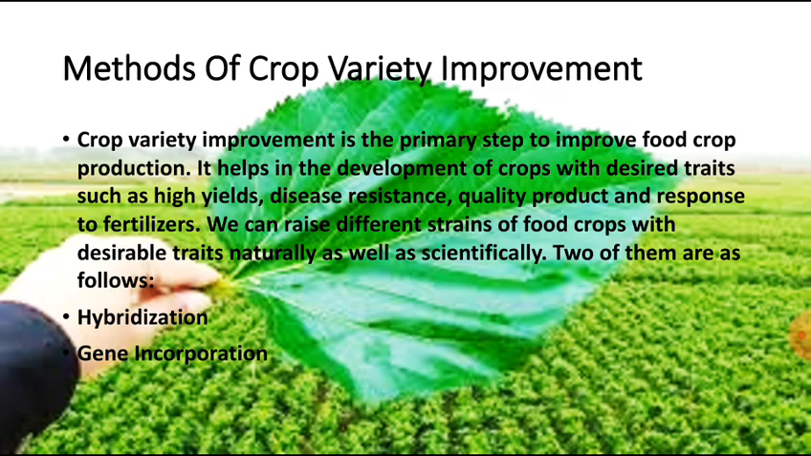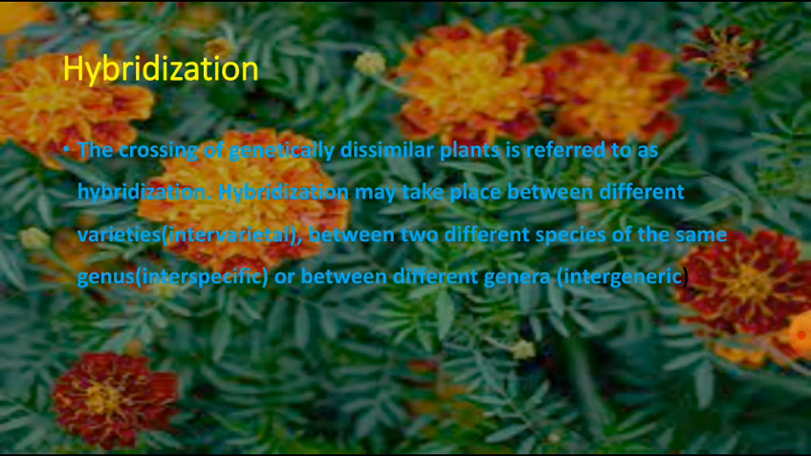Methods of crop variety improvement. Crop variety improvement is the primary step to improve crop food production. It helps in the development of crops with desired traits such as high yields, disease resistance, quality product, and response to fertilizers. We can raise different strains of food crops with desirable traits naturally as well as scientifically. Two of them are as follows: hybridization and gene incorporation.